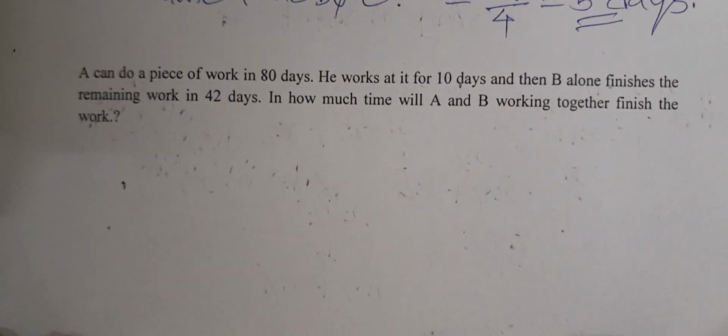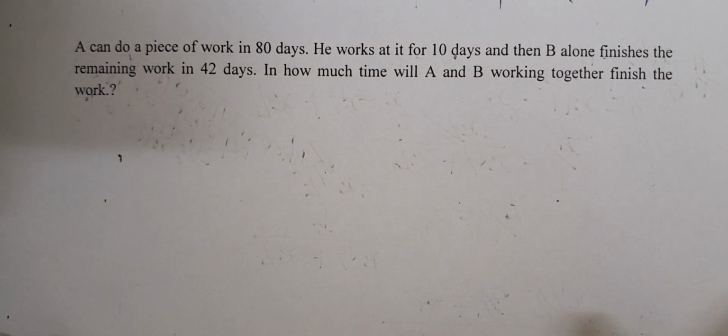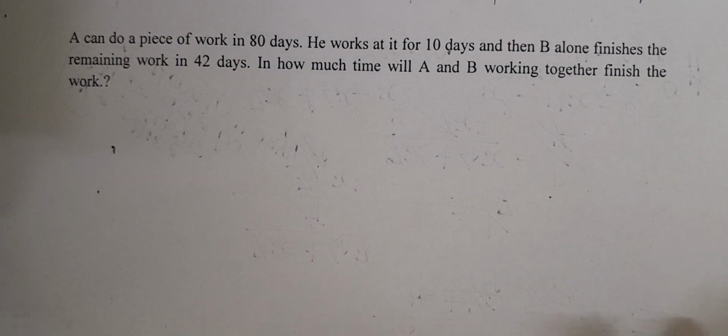Now the next example: A can do a piece of work in 80 days. He works at it for 10 days, and then B alone finishes the remaining work in 42 days. In how much time will A and B working together finish the work?